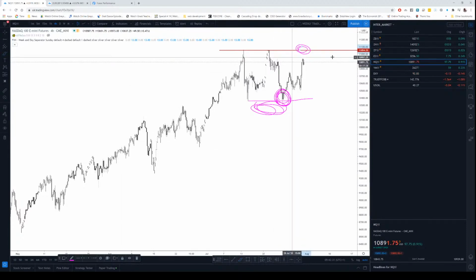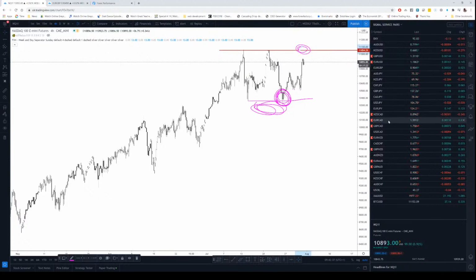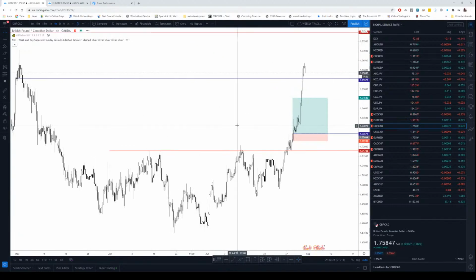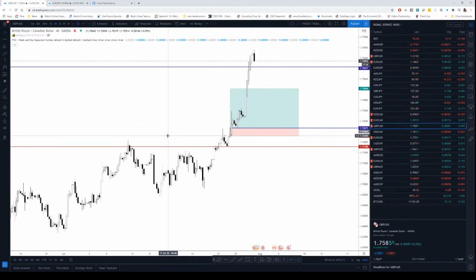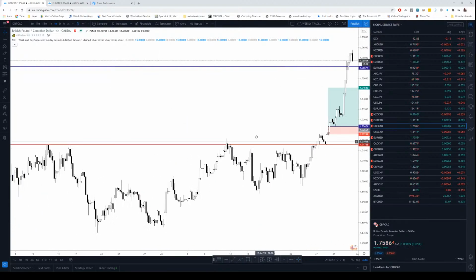I think there was one on Pound Card. Let me show you on Pound Card. We took advantage of it, I think, last week, here. Okay, this is a good example. Why was I struggling to find one? Here.